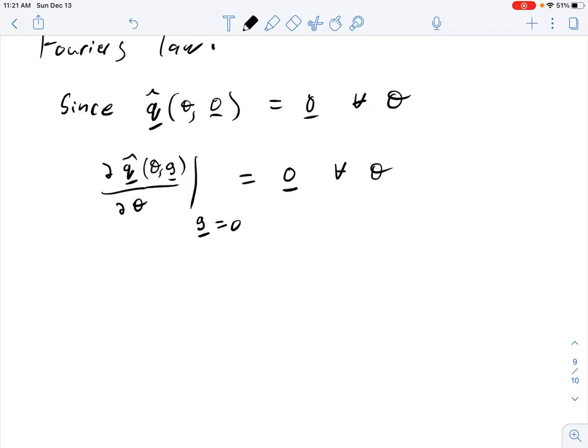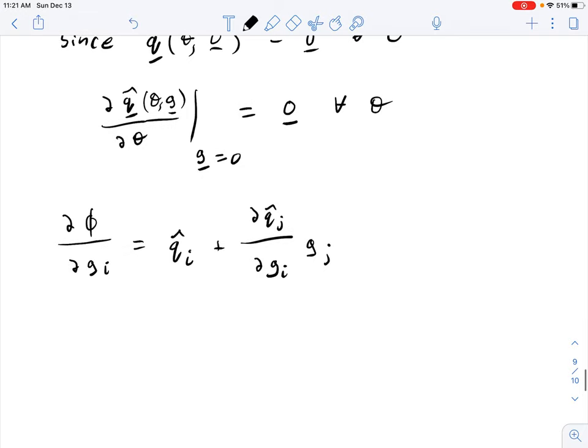Something nasty will pop up, but then we're going to ignore it because it's quadratic and stuff. So we have that the partial derivative of phi with respect to g_i is equal to q hat_i plus partial q hat_j partial g_i g_j. So if we take the second derivative of that with respect to g, we're going to get a tensor.